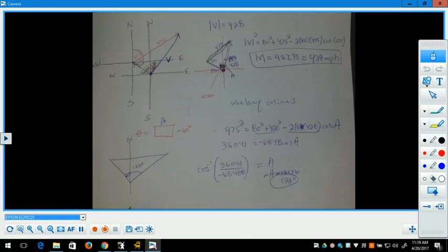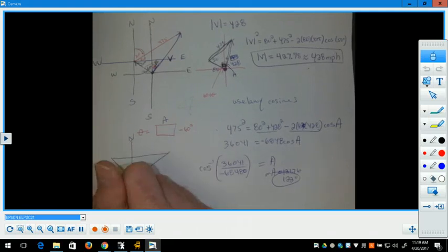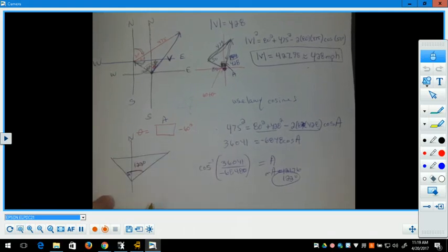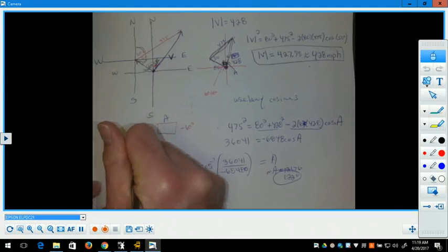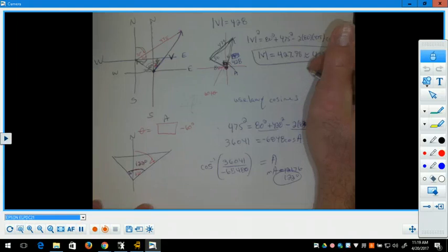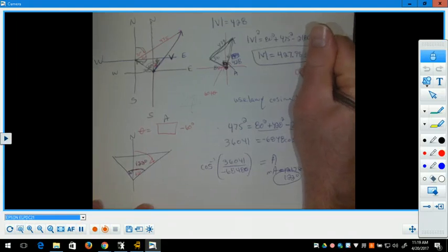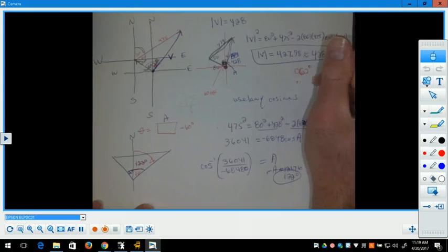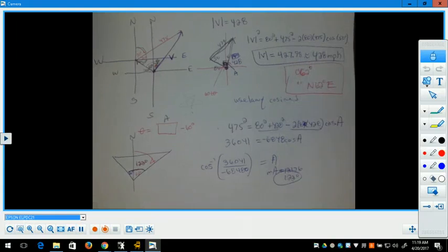No, something's wrong. Is this what I did? That's right, 122 minus 60, which is 62 degrees from north. So the whole angle was 122, take away the 60, this is 62 degrees, and we can write that as 062 degrees, or we can write it as north 62 degrees east for the direction. So that's how we get the angle for that particular problem.